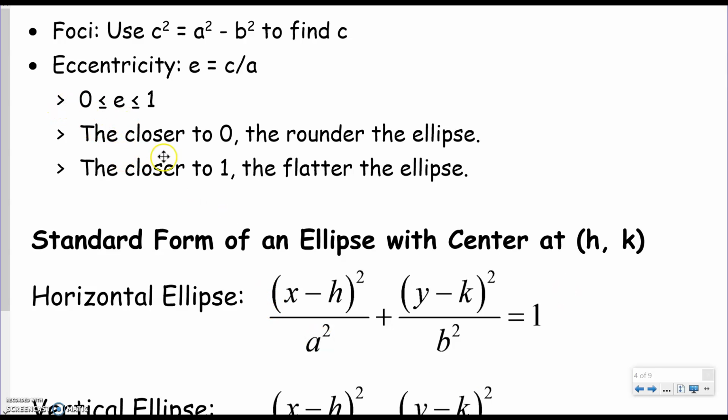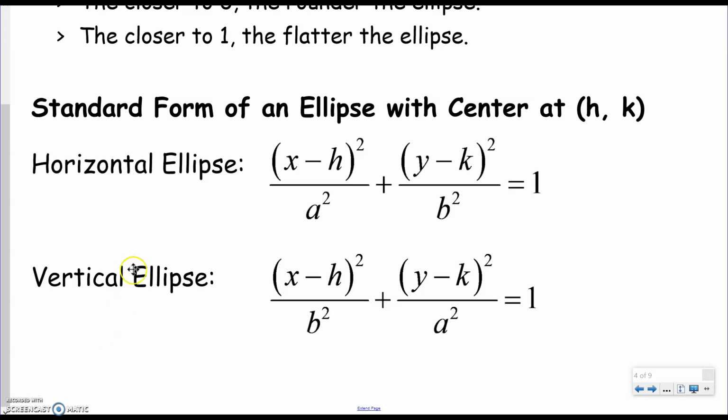Your eccentricity kind of tells you if it's like a flat pancake of an ellipse or a very round ellipse closer to a circle. If it's closer to 0, it's more round. If it's closer to 1, it's more flat. So eccentricity, e, is c divided by a.